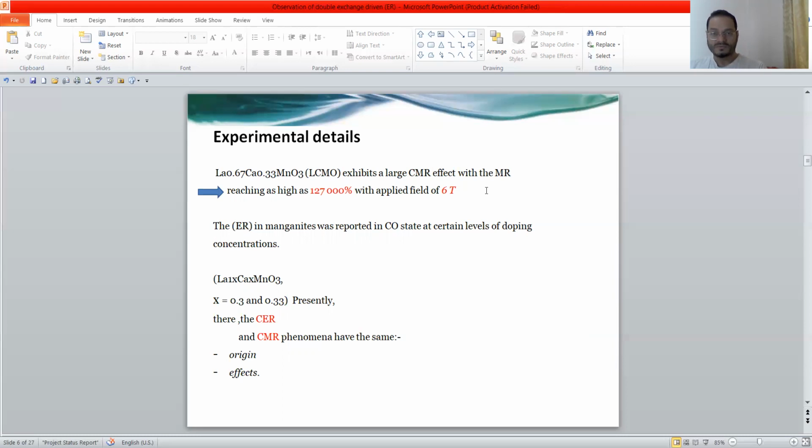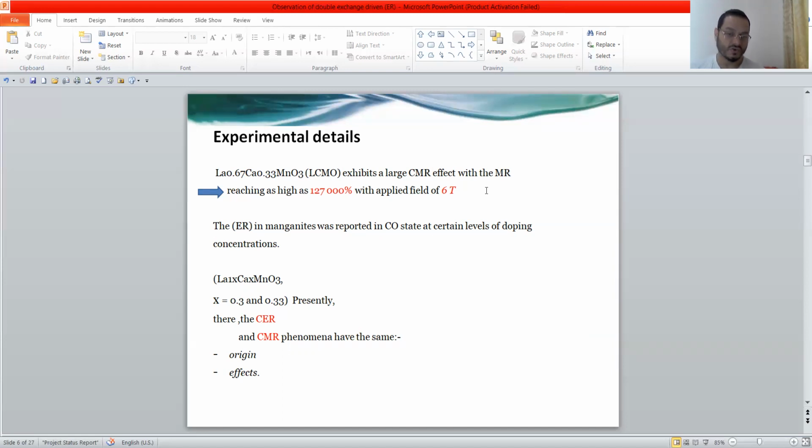Like I said before, this structure exhibits a large colossal magnetoresistance effect. Reaching what? Reaching a high magnetoresistance of approximately 127,100% with an applied field of 6 Tesla. This is an interesting number to any physicist.